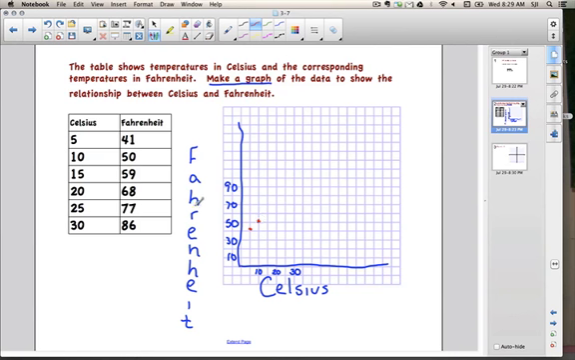Now we have 20 and 68. 20 is here, so 68 is going to be just a little bit below 70.